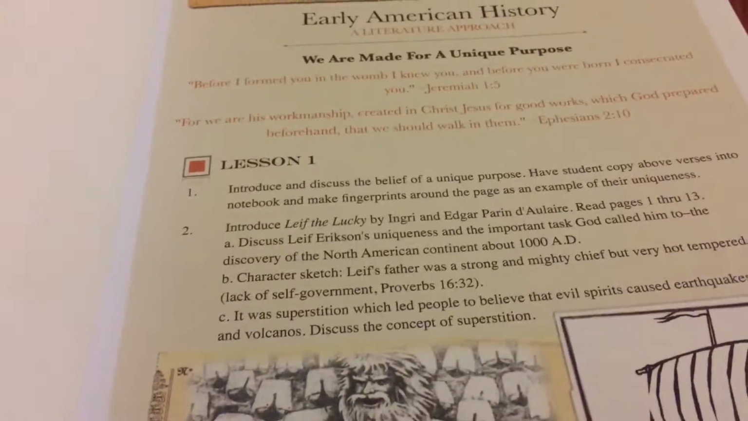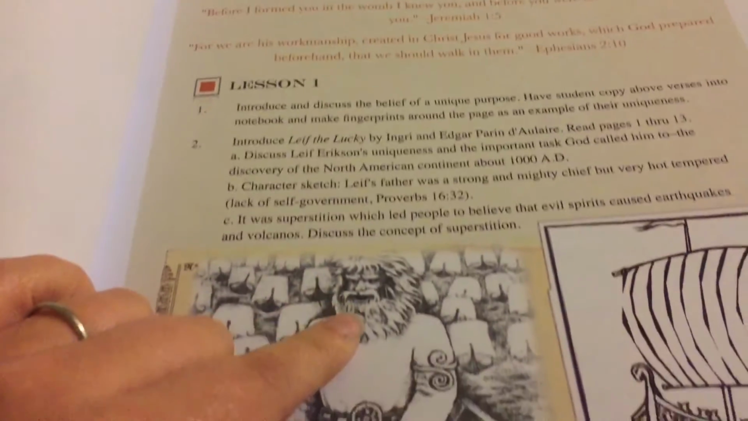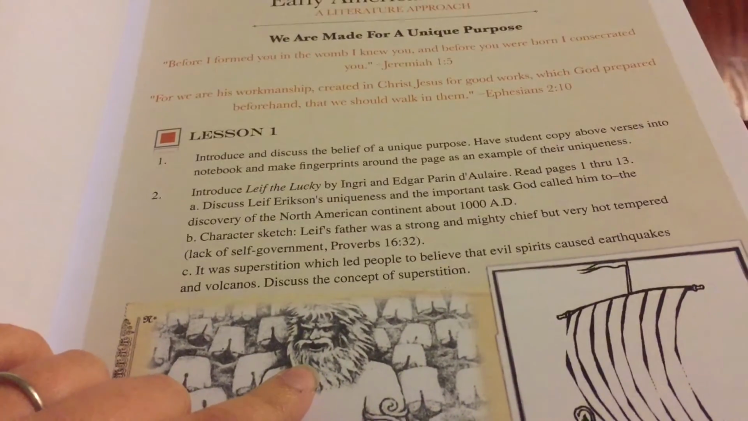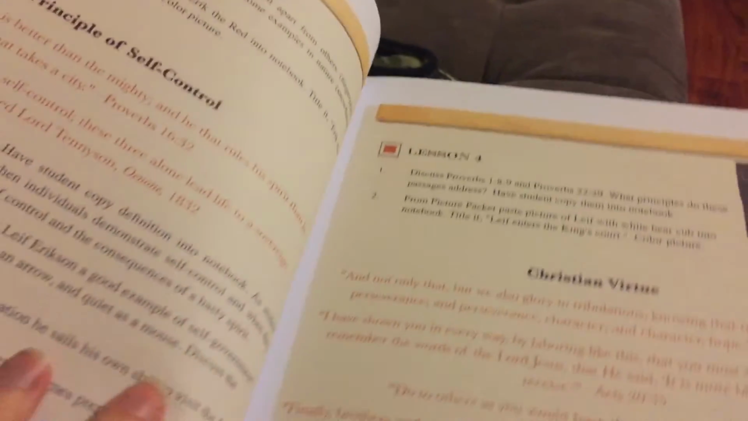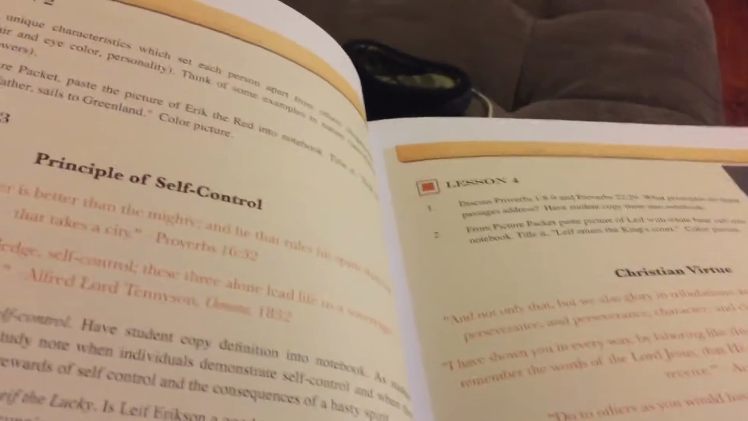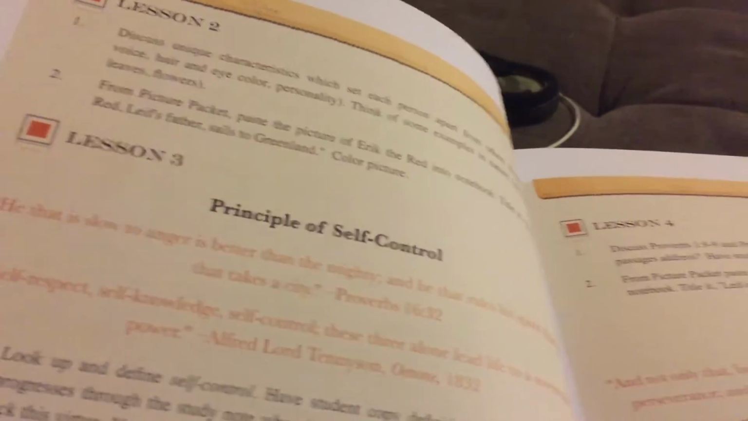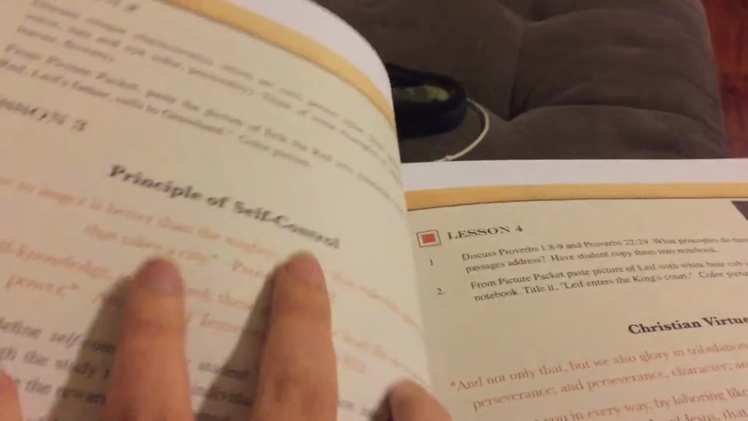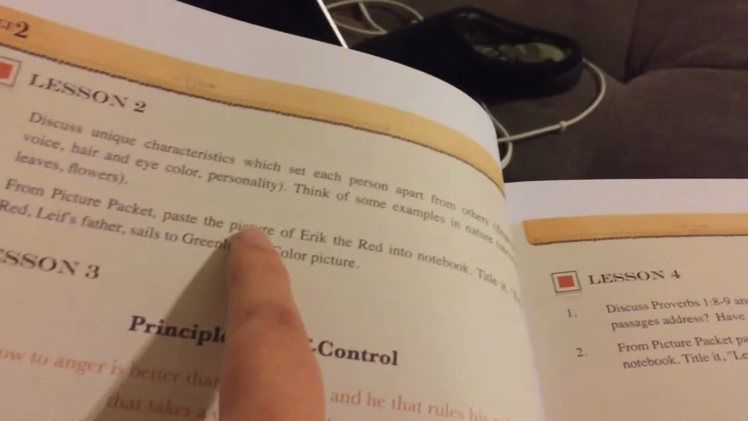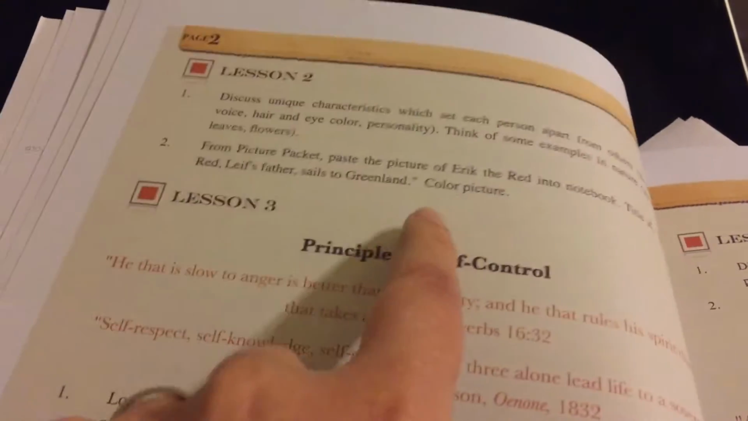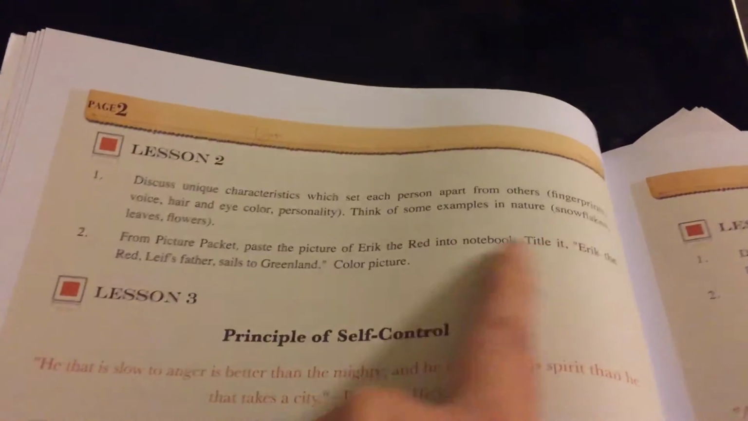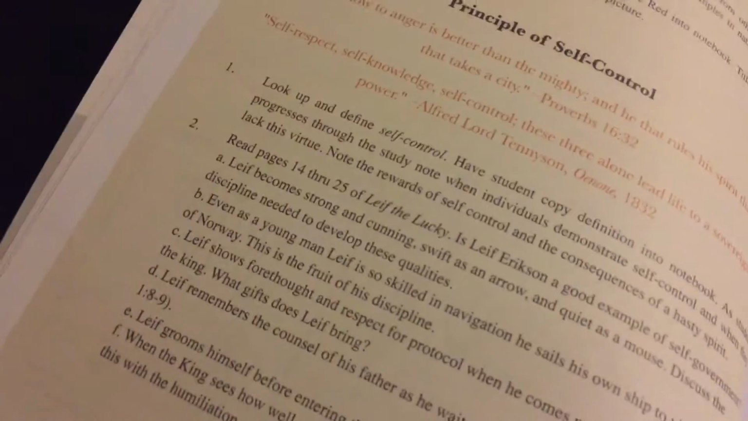So in this one, you're talking about having a person. You discuss the temperament of Eric the Red, and you talk about things like conscience and self-control, and basically the activities are very much notebooking. So you're looking up words and defining them, you're printing off pictures and coloring them, and it tells exactly what they want the student to write on the pages.